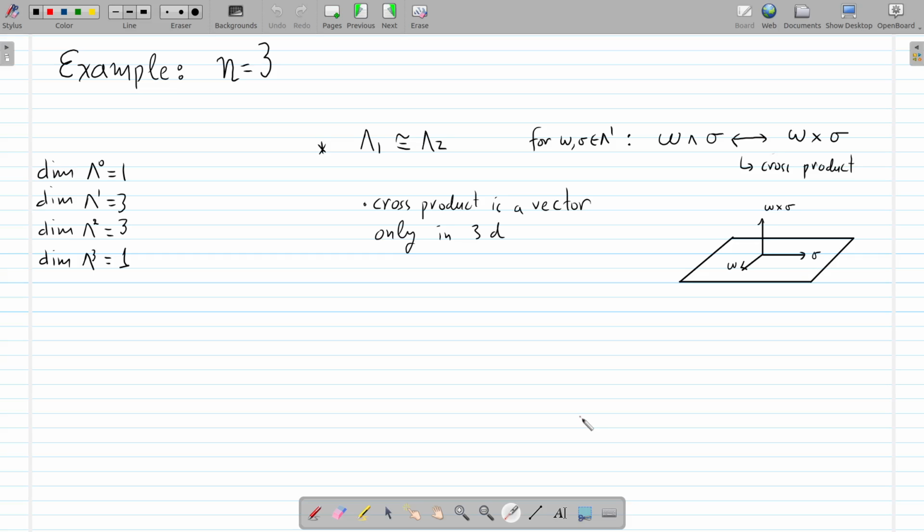Let's consider 3 dimensions as an example. Then lambda 0 is 1-dimensional, lambda 1 is 3-dimensional, lambda 2 is also 3-dimensional, and lambda 3 is 1-dimensional.